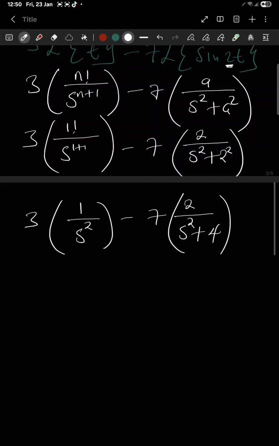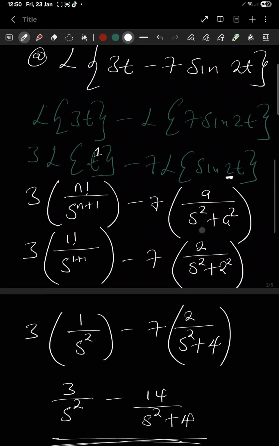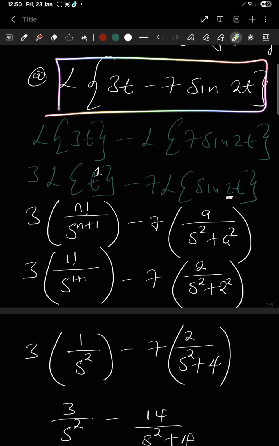Then you can multiply the constants. So by multiplying the constants, you are going to have 3 times 1 is a 3 over s squared minus 7 times 2 is a 14 over s squared plus 4, like that. So that means this becomes our final answer if we are to solve this Laplace transform question like that.